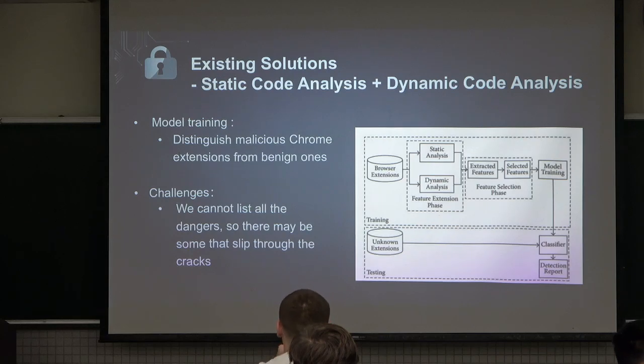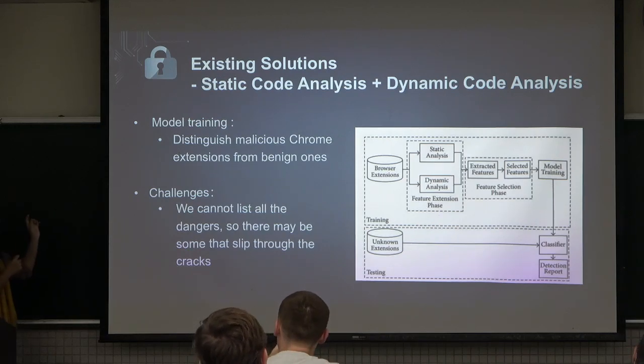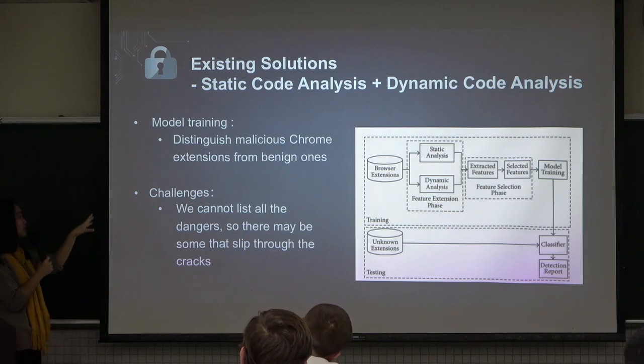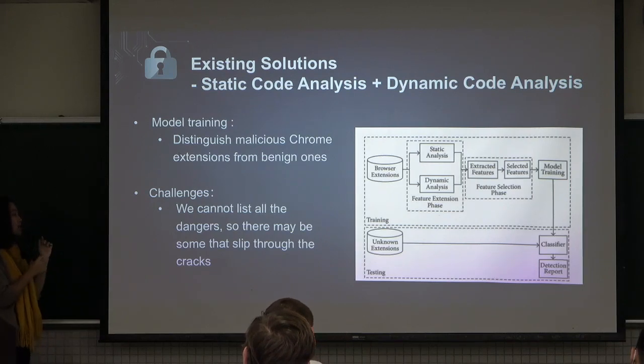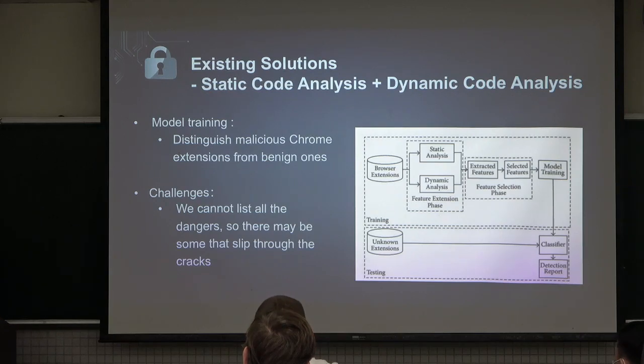And this model can distinguish malicious Chrome extensions from benign ones. Like in the picture on the left-hand side, if we input an unknown extension, this model can tell us if it is a malicious Google Chrome extension or a benign one. However, at the end of this paper, it also mentions some existing challenges. For example, we cannot list all the dangers, so there may be some that slip through the cracks.